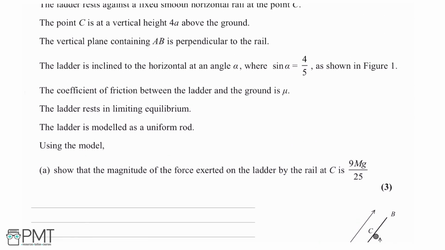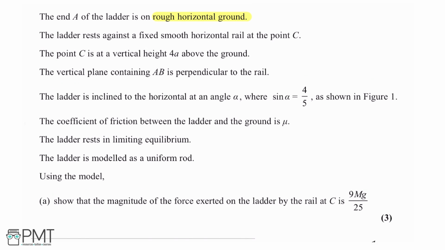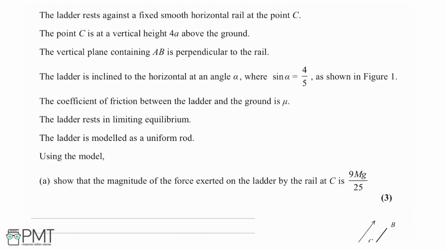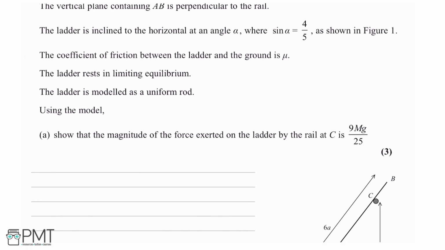So the next part is telling us that the ladder rests against a smooth horizontal rail at the point C. So this is here. And we're also told that the point C is vertical height 4a above the ground, and the vertical plane containing AB is perpendicular to the rail. So the fact that it's perpendicular to the rail means the normal force is going to be perpendicular to the plane. So if we just draw a straight line, something like that, and then we get our normal force like that. Let's actually just make that a bit neater. There we go.